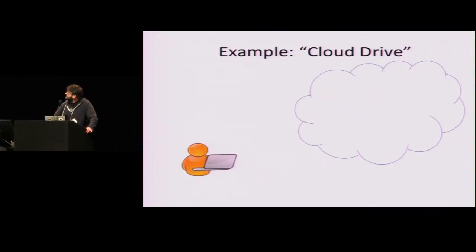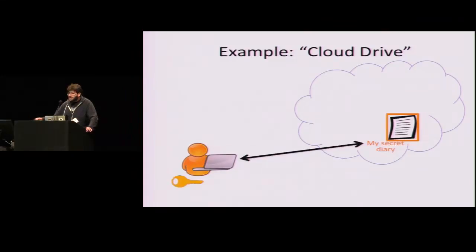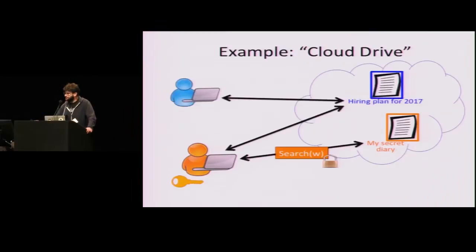called Cloud Drive. So the Orange user has a secret diary that they want to store in the cloud, but they want to encrypt it so that the cloud can't see it. So it uses a key that's stored on its client and encrypts this document. Now when the Orange user wants to search its document to see whether it contains a certain keyword, it can use this key to delegate a search token that allows the cloud to search.